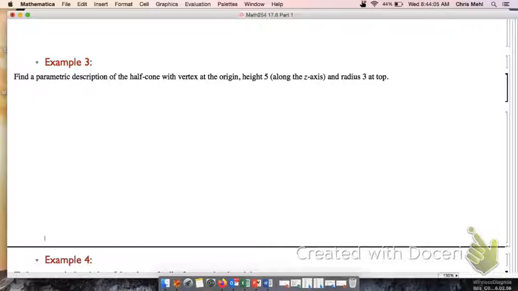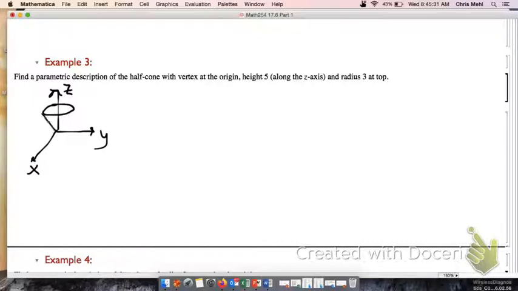So now what if I want to find the parametric description of a half cone, a vertex at the origin, and I want height 5, and I want a radius of 3 on the top? Now, to find a parametric description of a half cone with the vertex at the origin, height 5 along the z-axis, and radius 3 on top. So you can think of a picture of this. You can think about the x-axis, y-axis, and the z-axis.